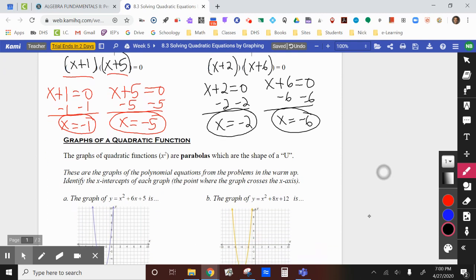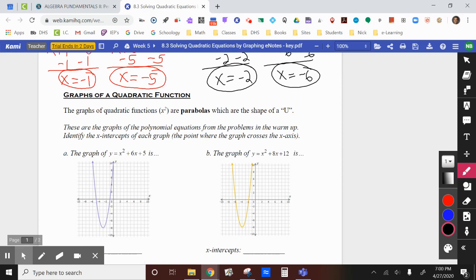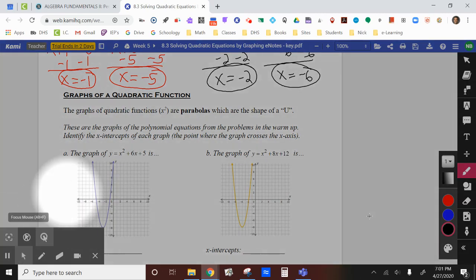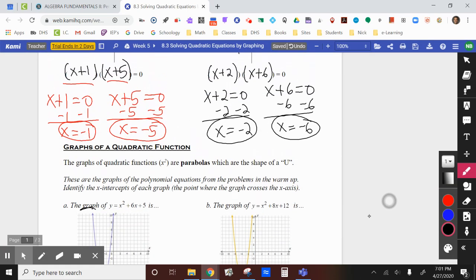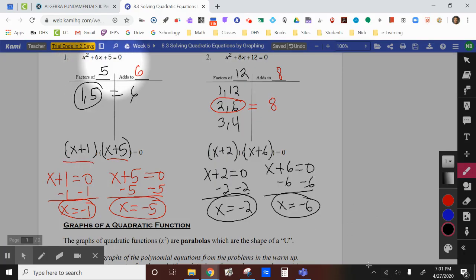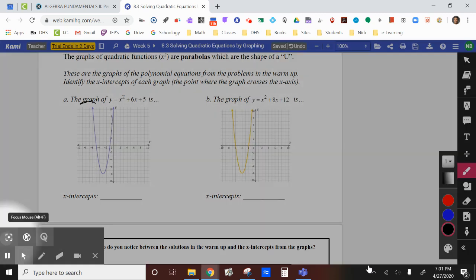All right, and now here comes the new stuff. We're looking at graphs of a quadratic function. The graphs of quadratic functions, or x squared, are parabolas, and parabolas are the shape of a U. They're kind of U-shaped. These are the graphs of the polynomial equations from the problems in the warm-up. Graph A and graph B are going to be the same equations from our warm-up up here. So these 2 equations are going to be these 2 graphs.